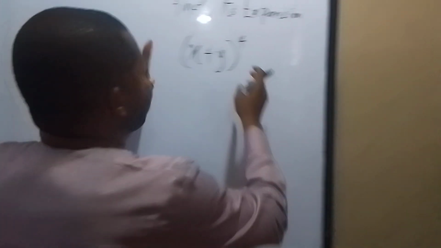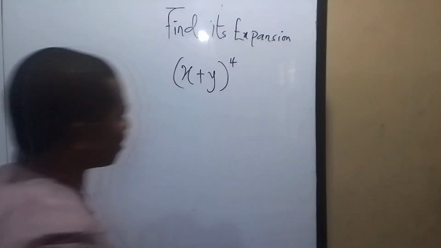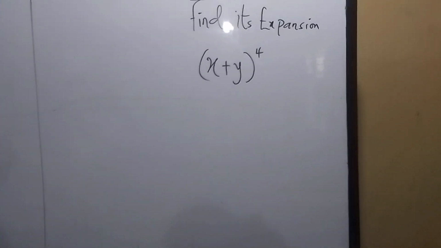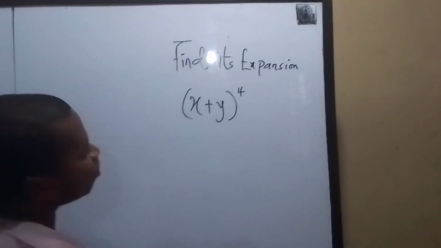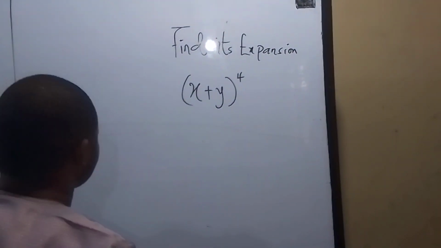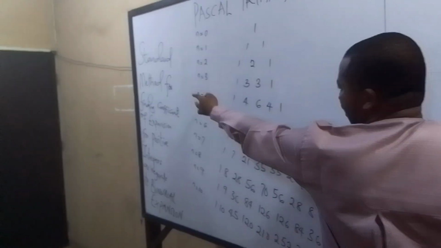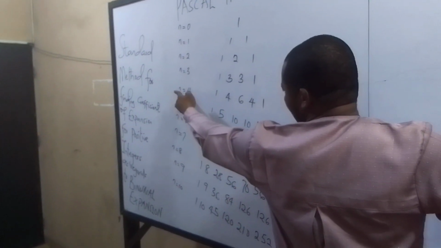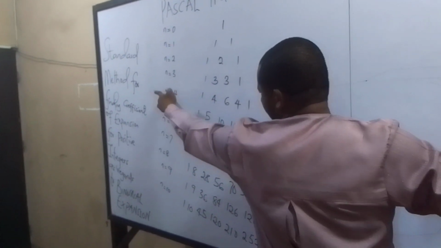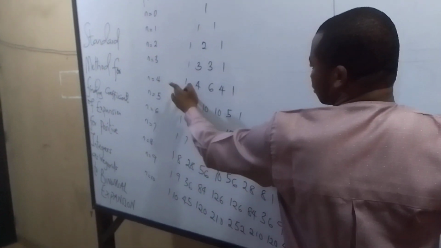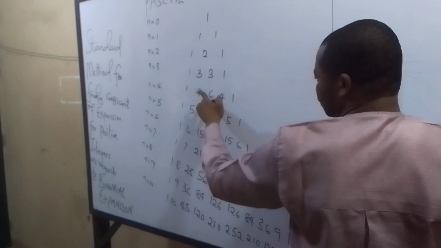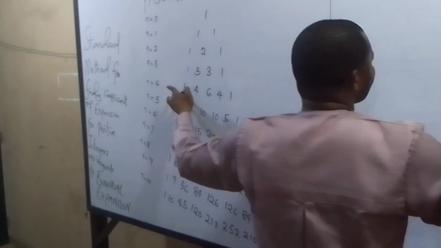So here we are having power 4, meaning that our n is 4. So when you're having this kind of scenario, for you to expand this is as simple as this. Look at what we have here as our power, n equal to 4. So the coefficients are 1, 4, 6, 4, 1. The first coefficient is 1.